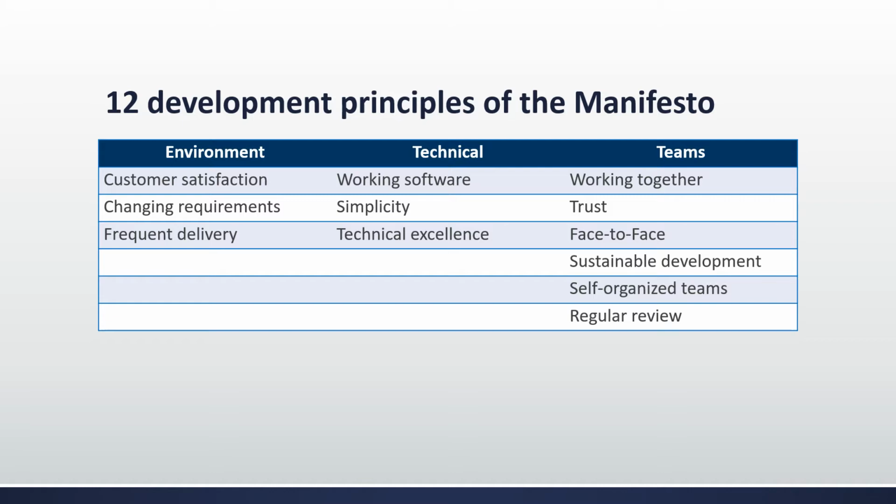Face-to-face, which is the best form of communication within a development team. Sustainable development was development that should be at a sustainable pace, which can be maintained by all team members indefinitely. Self-organized teams, which is the best result for architecture and requirements and designs, they come from self-organized teams. And regular review is the team regularly reflects on how to become more effective and adjusts accordingly.